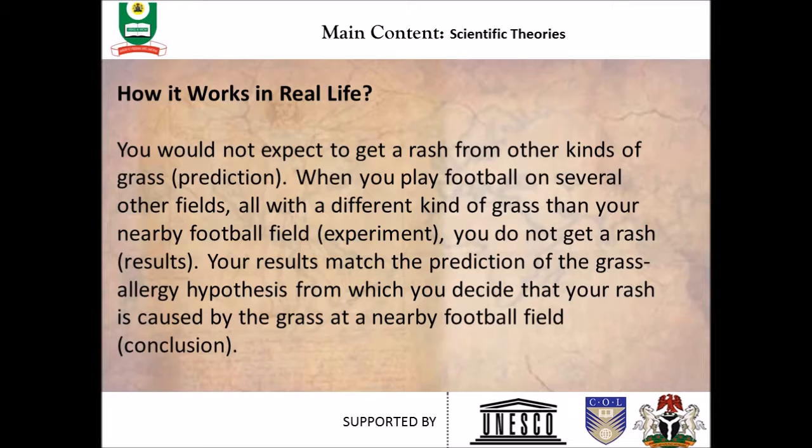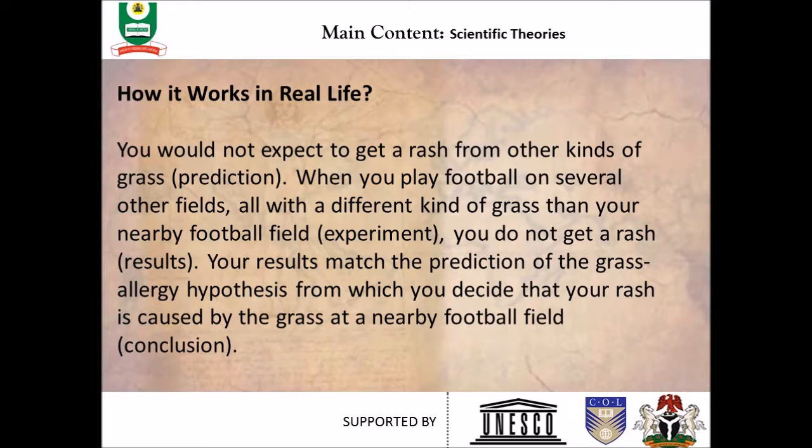Looking at the result now, it should match the prediction of the grass allergy hypothesis, from which you decide that your rash is caused by the grass at the nearby football field. This forms your conclusion. However, if this was your only hypothesis, you have not actually identified the cause. Perhaps your rash was caused by fertilizers, pesticides, bacteria, fungi, or other agents associated with the grass or soil at one football field and not the other. By testing a single hypothesis, you have not ruled out any of these other possibilities.